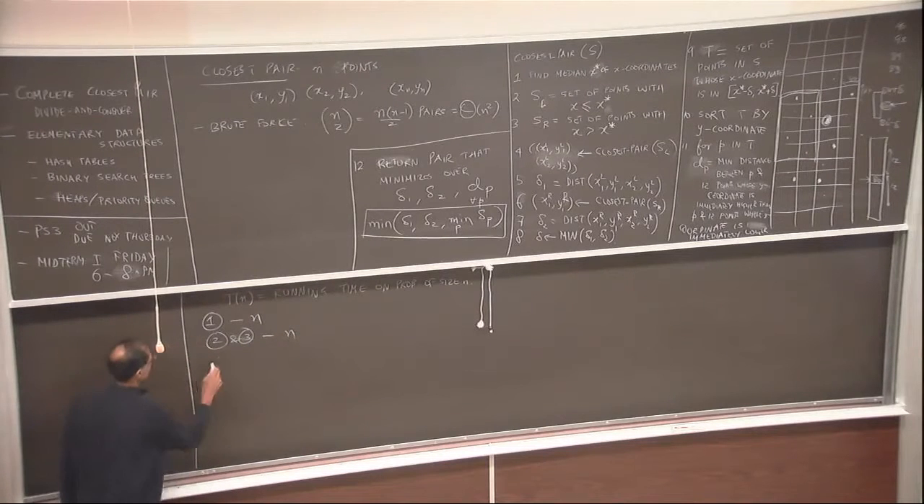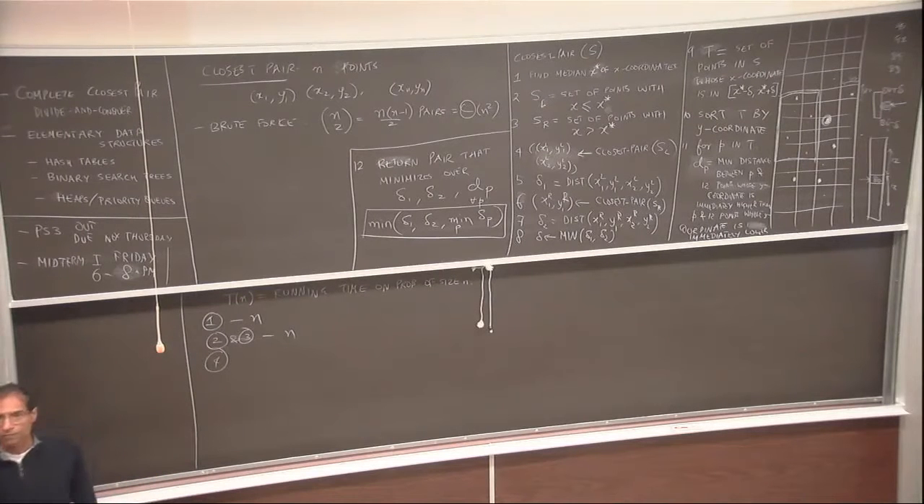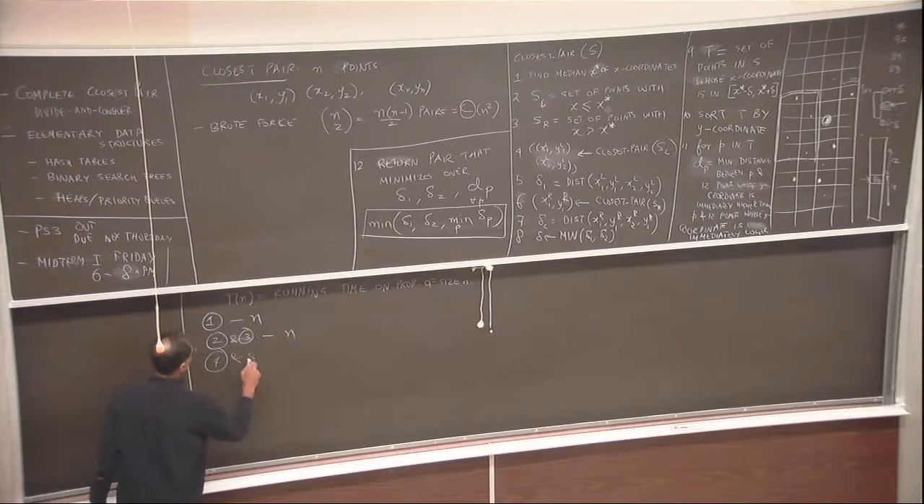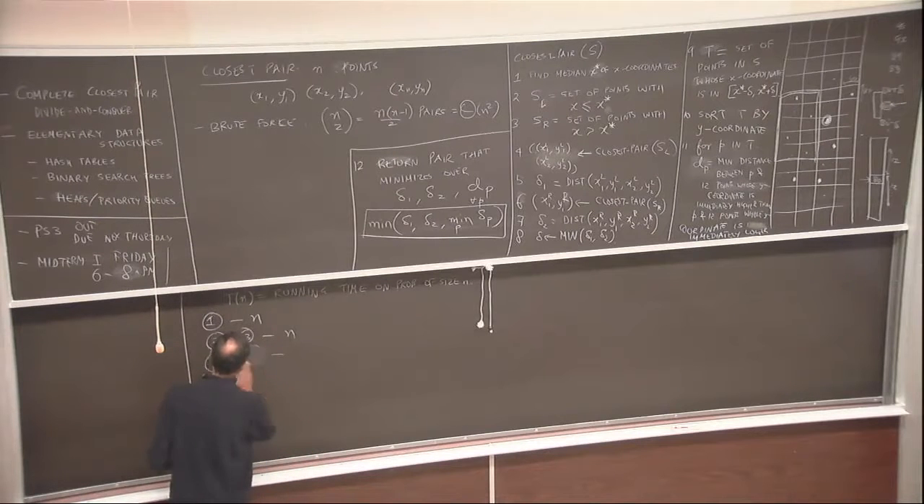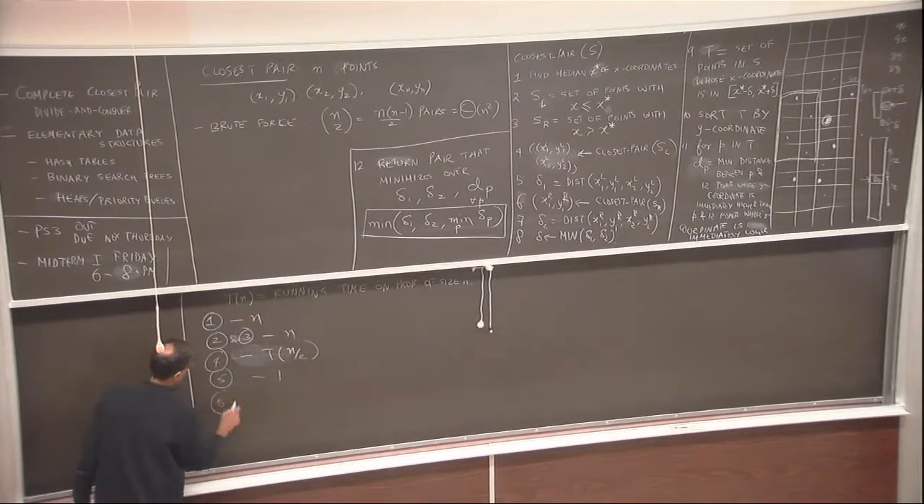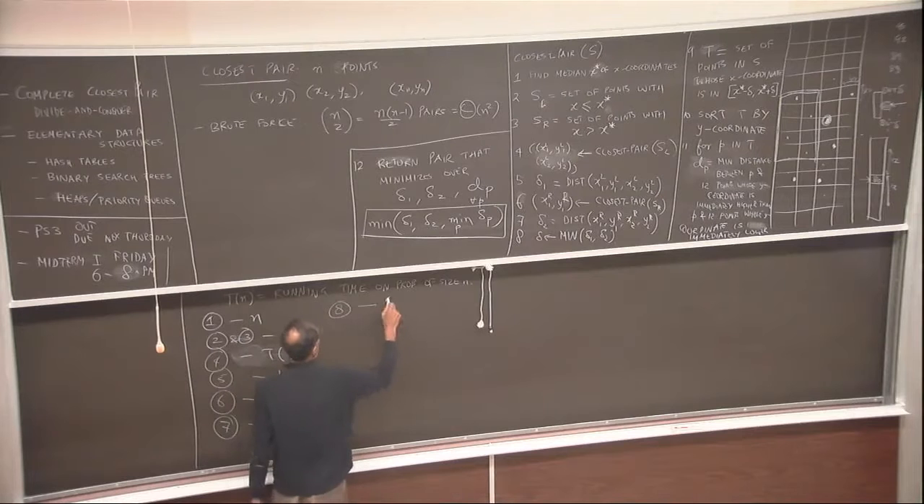Step 4. Step 4 is the recursive call to how many points? Half the number of points. So T of n over 2. Step 5. Sorry, step 5 is 1. Okay, that's better. So step 3 is n over 2. Step 5, 1. Step 6, T of n over 2. Step 7, 1. Step 8, 1. Step 9.